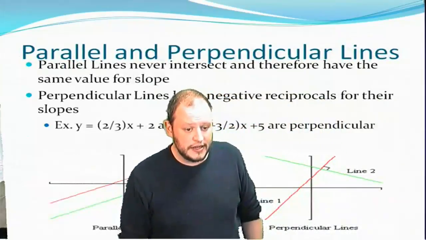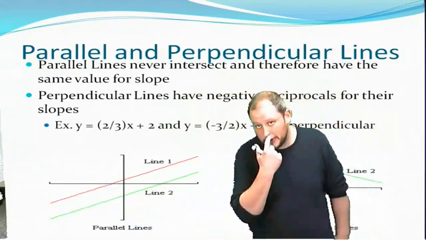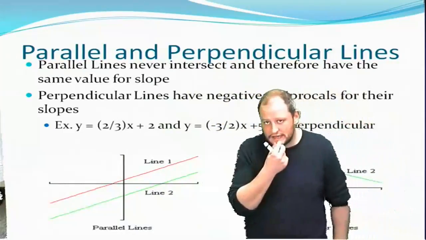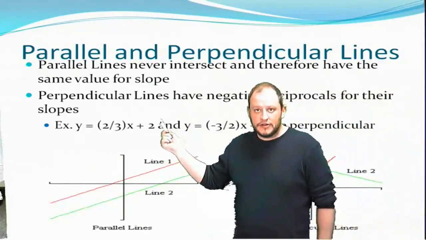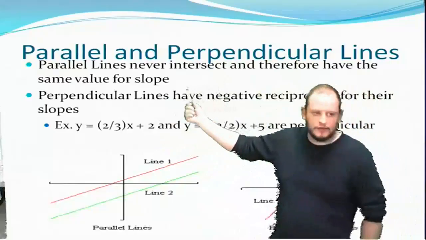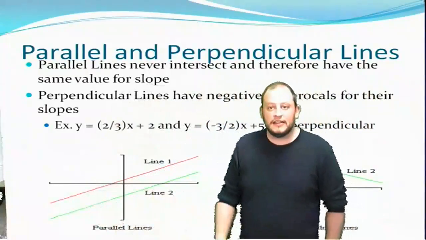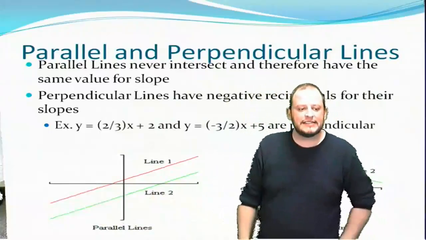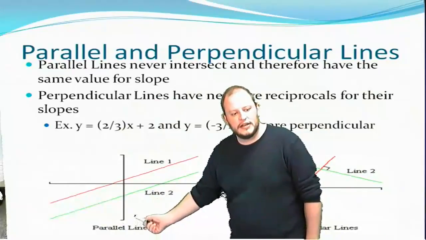The next thing we're going to talk about is parallel and perpendicular lines. Once you understand how to graph lines and get the equations for lines, parallel and perpendicular is not very, very difficult. The definition of parallel, right, is lines that never intersect. And therefore, in this case, you'd have to imagine they'd all have the exact same value for slope. Look at these two parallel lines that you see down here.